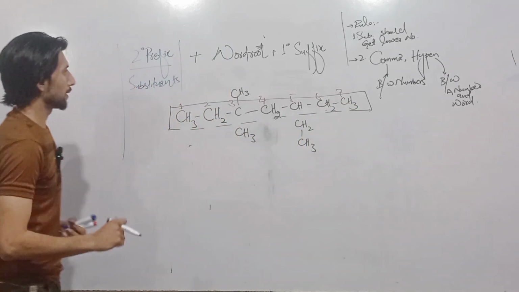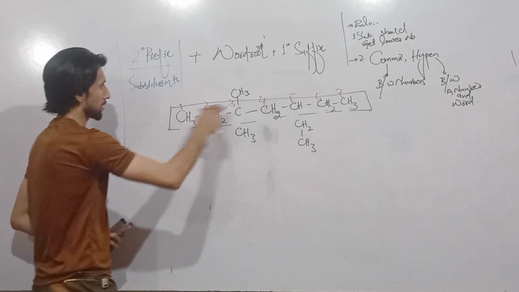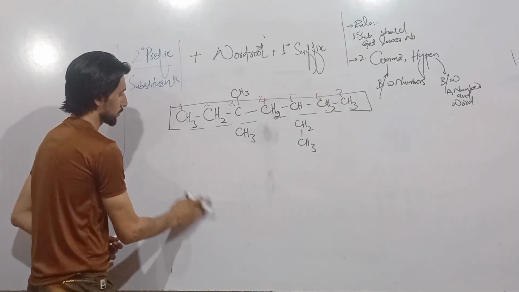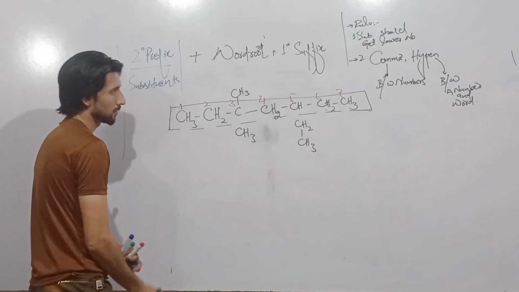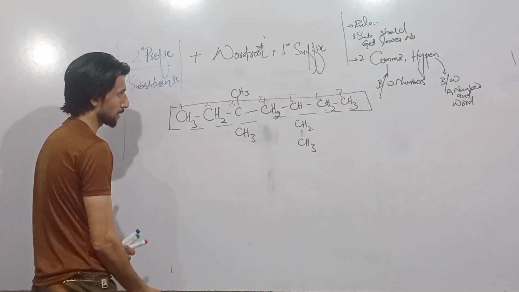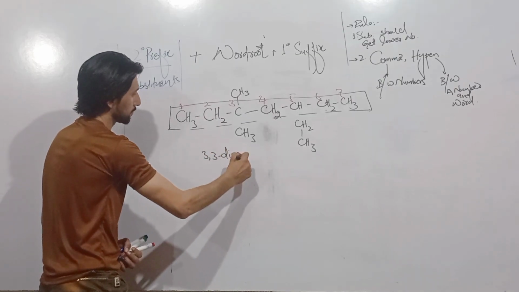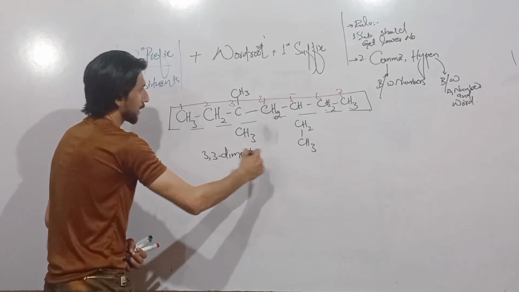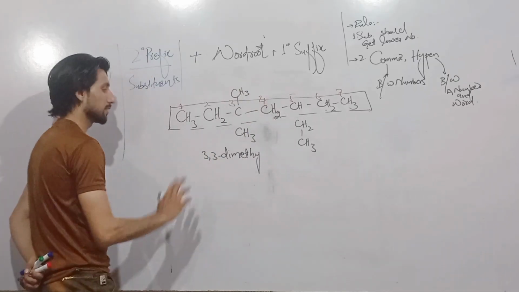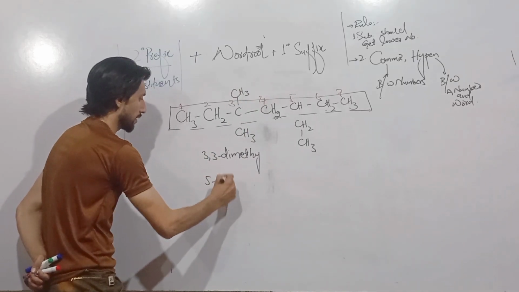So what will be the name of this compound? I must mention the number of the substituent before the name of the substituent. So I am getting 3,3-dimethyl, and I am getting 5-ethyl. So here, 5-ethyl.